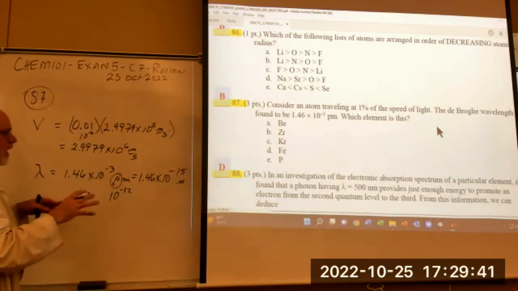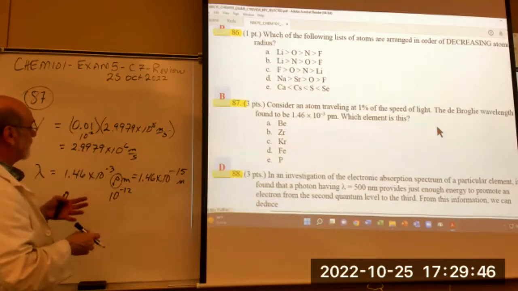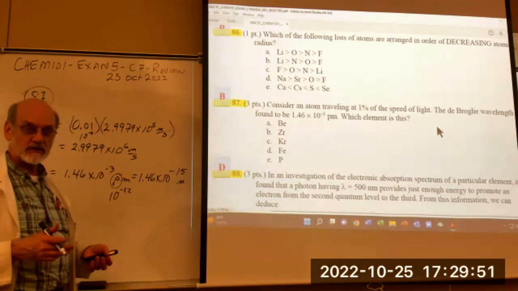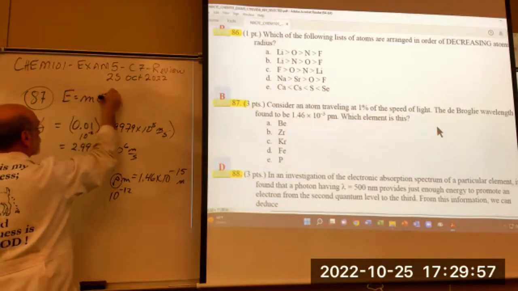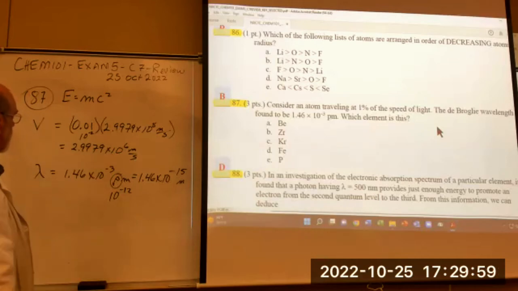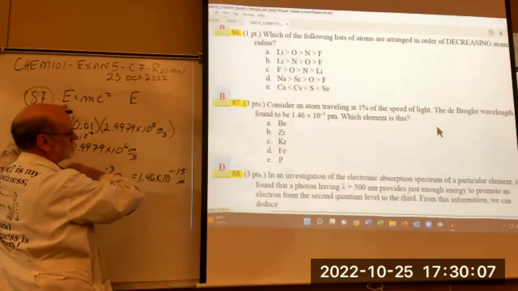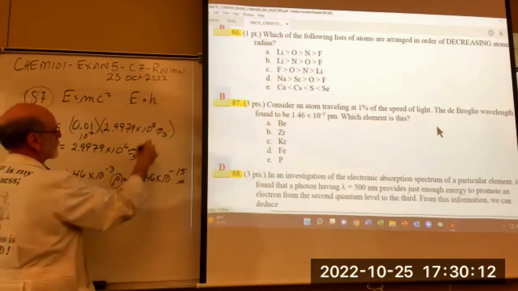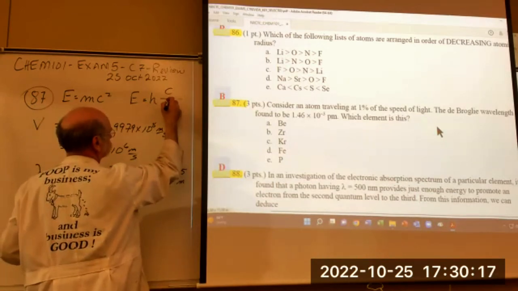All right, so what equations do we have that will give us information? Well, mass, we have Einstein's equation, equivalency, E equals mc squared. And we also have energy in terms of Planck's equation. This is wavelength, so we're going to need this one divided by that one.